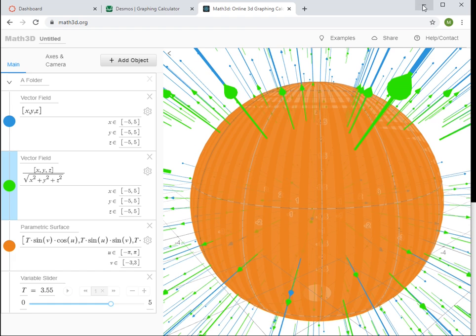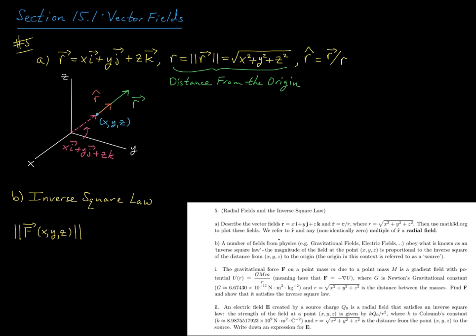All right, so now let's go ahead and look at part B that deals with the inverse square law. This is a number of fields from physics. Examples are gravitational fields and electric fields. These are two such examples that obey what's known as an inverse square law, which says that the magnitude of the field at the point xyz is proportional to the inverse square of the distance from xyz to the origin. And the origin in this context is sometimes referred to as a source for the field.